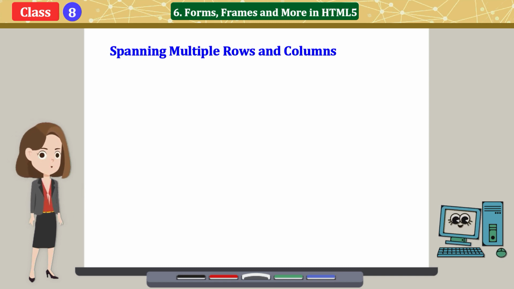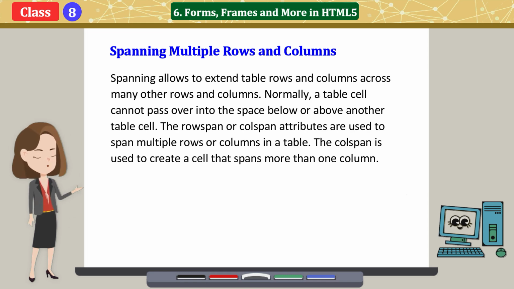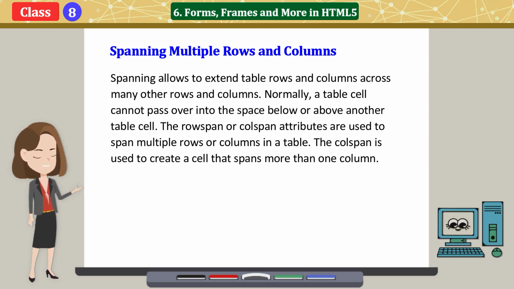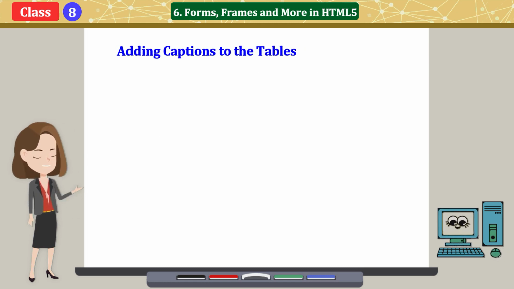Spanning multiple rows and columns. Spanning allows you to extend table rows and columns across many other rows and columns. Normally, a table cell cannot pass over into the space below or above another table cell. The rowspan or colspan attributes are used to span multiple rows or columns in a table. The colspan is used to create a cell that spans more than one column.